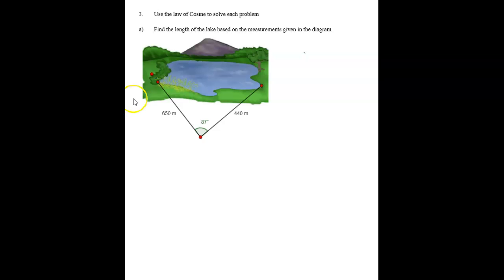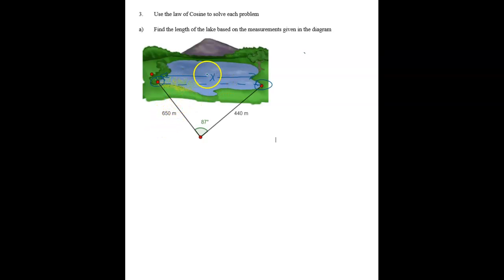So the first question we have here, you have to find the length of the lake based on the measurements given in the diagram. So I would start first and let's just show the line that we need to find. So the length of the lake, from here to there. And since we don't know that measurement, I'll just call it X. You could use any letter you want, but I'll use X.